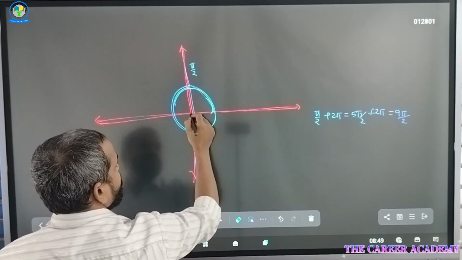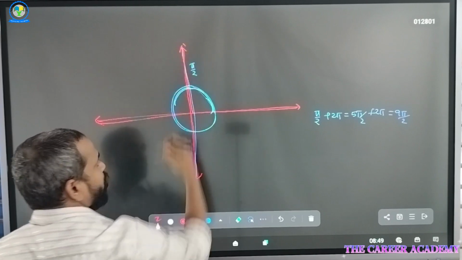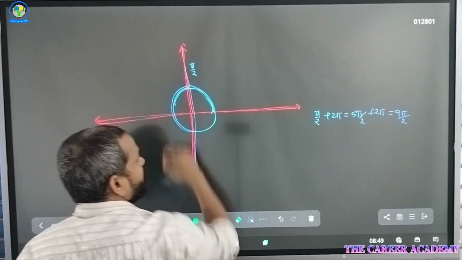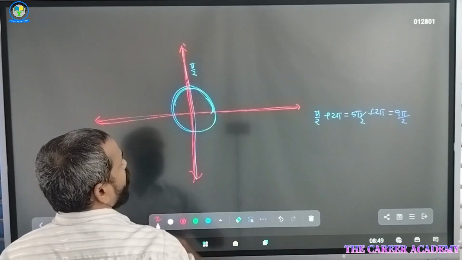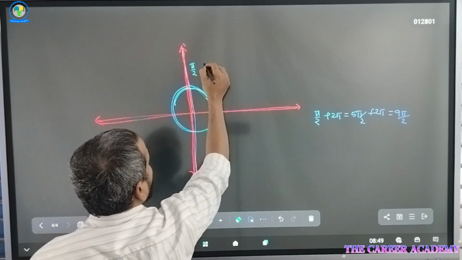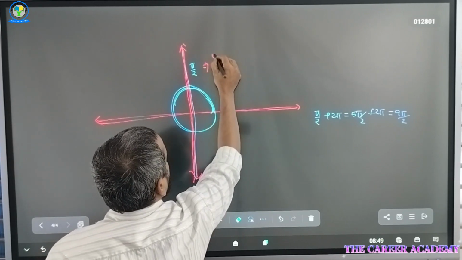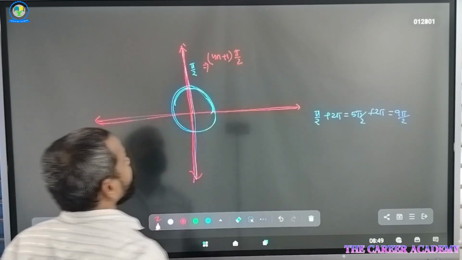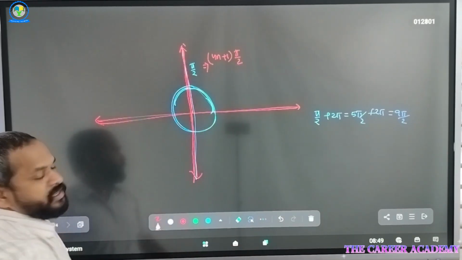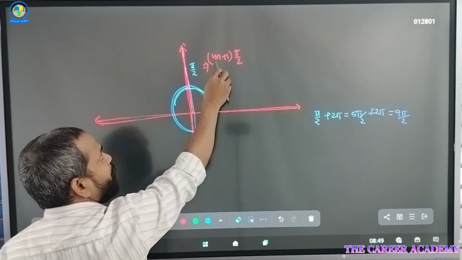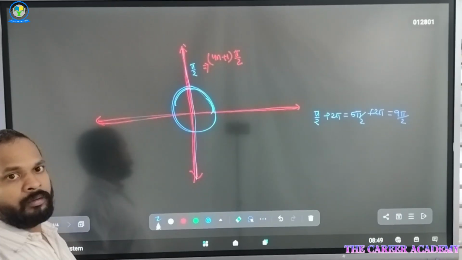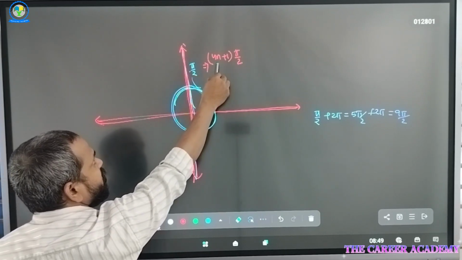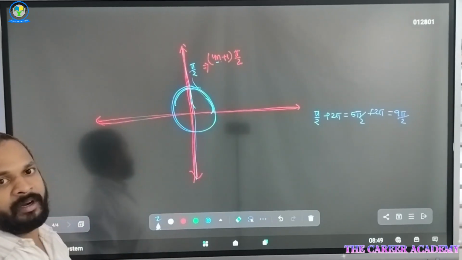The vertical y-axis is divided into two parts. This is the positive y-axis. This one is the negative y-axis. In the positive y-axis, it behaves as what type of form? 4n plus 1 pi by 2 form. This is the positive y-axis. It behaves as what angle? 4n plus 1 pi by 2. Clear? Now when you are here, you have the angle 4n plus 1 pi by 2.